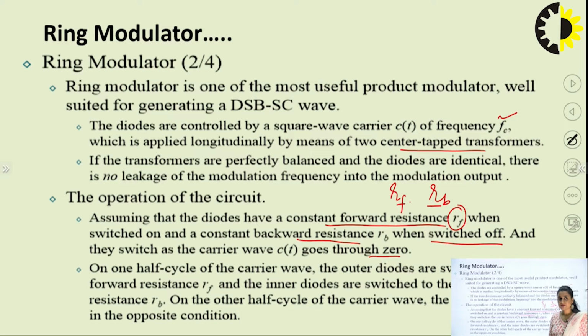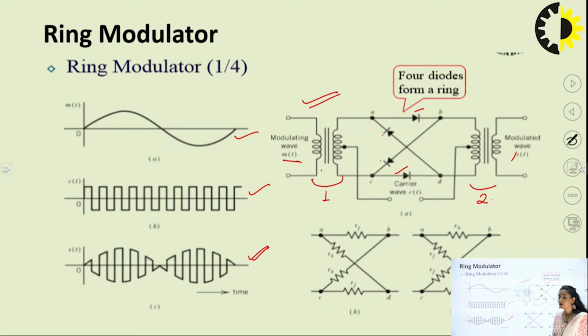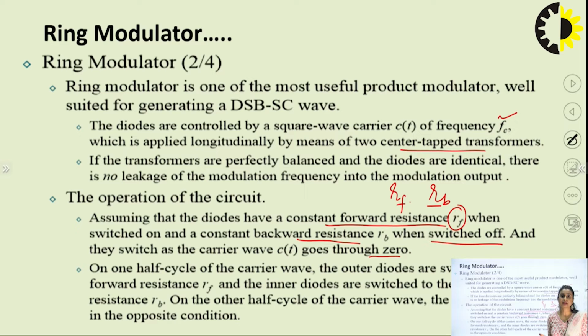But we have one advantage here. We are using a combination of 4 diodes. So in the case of the positive half cycle of the carrier, 2 diodes will be acting in forward bias. But for the negative half cycle, another 2 will be acting as forward bias. So it will be conducting in both cases. In one half cycle of the carrier wave, the outer diodes are switched to their forward resistance, true, and the inner diodes are switched to their backward resistance.